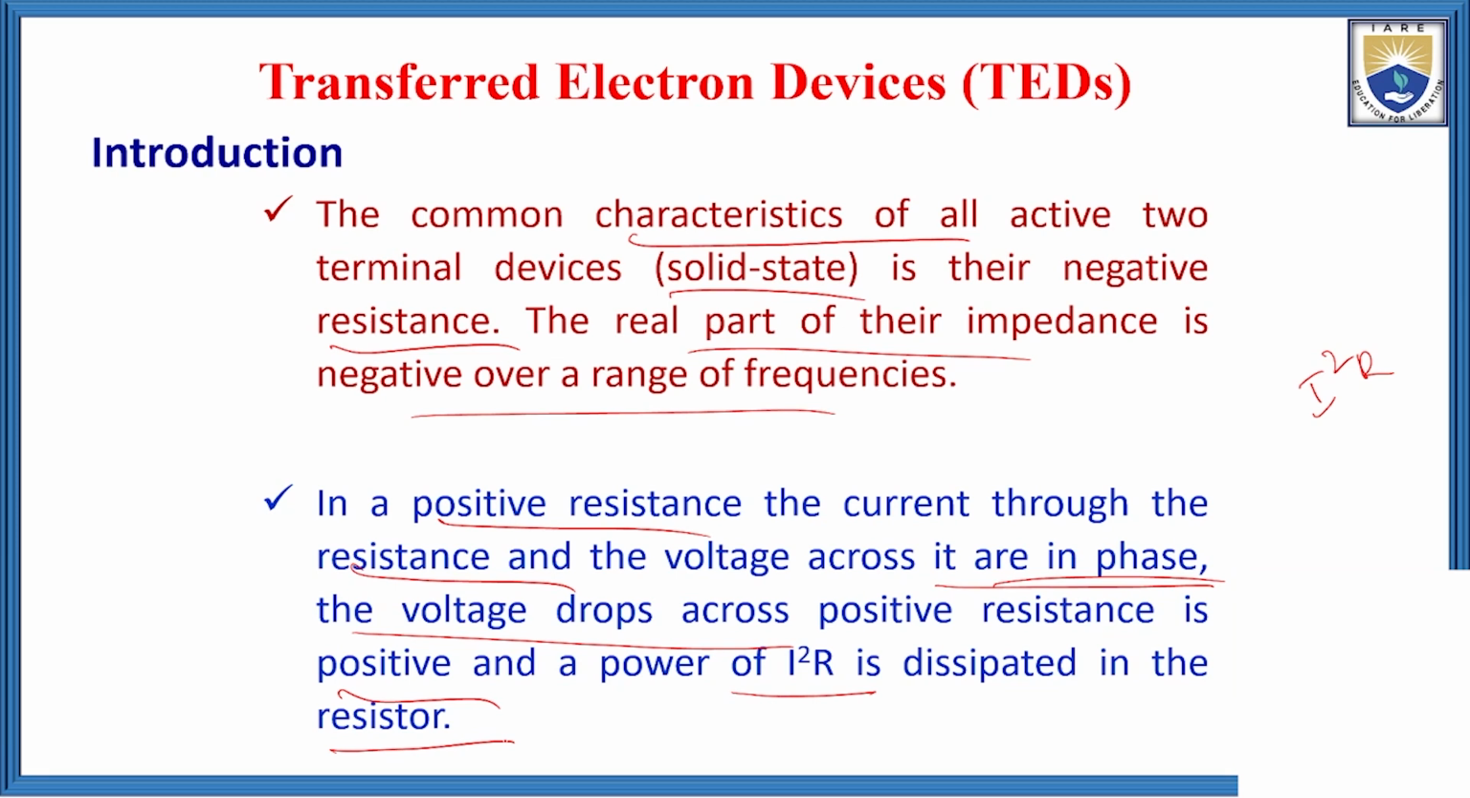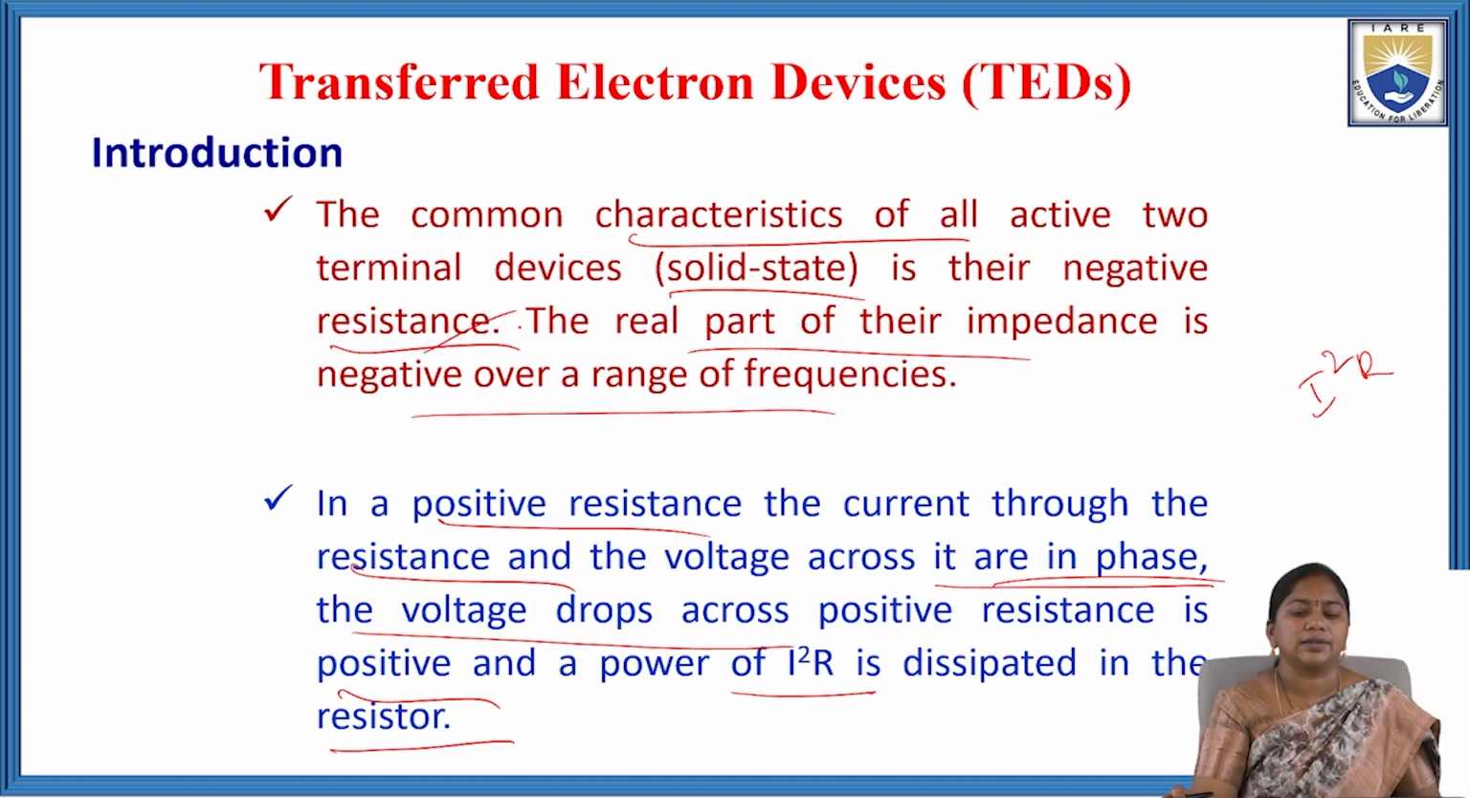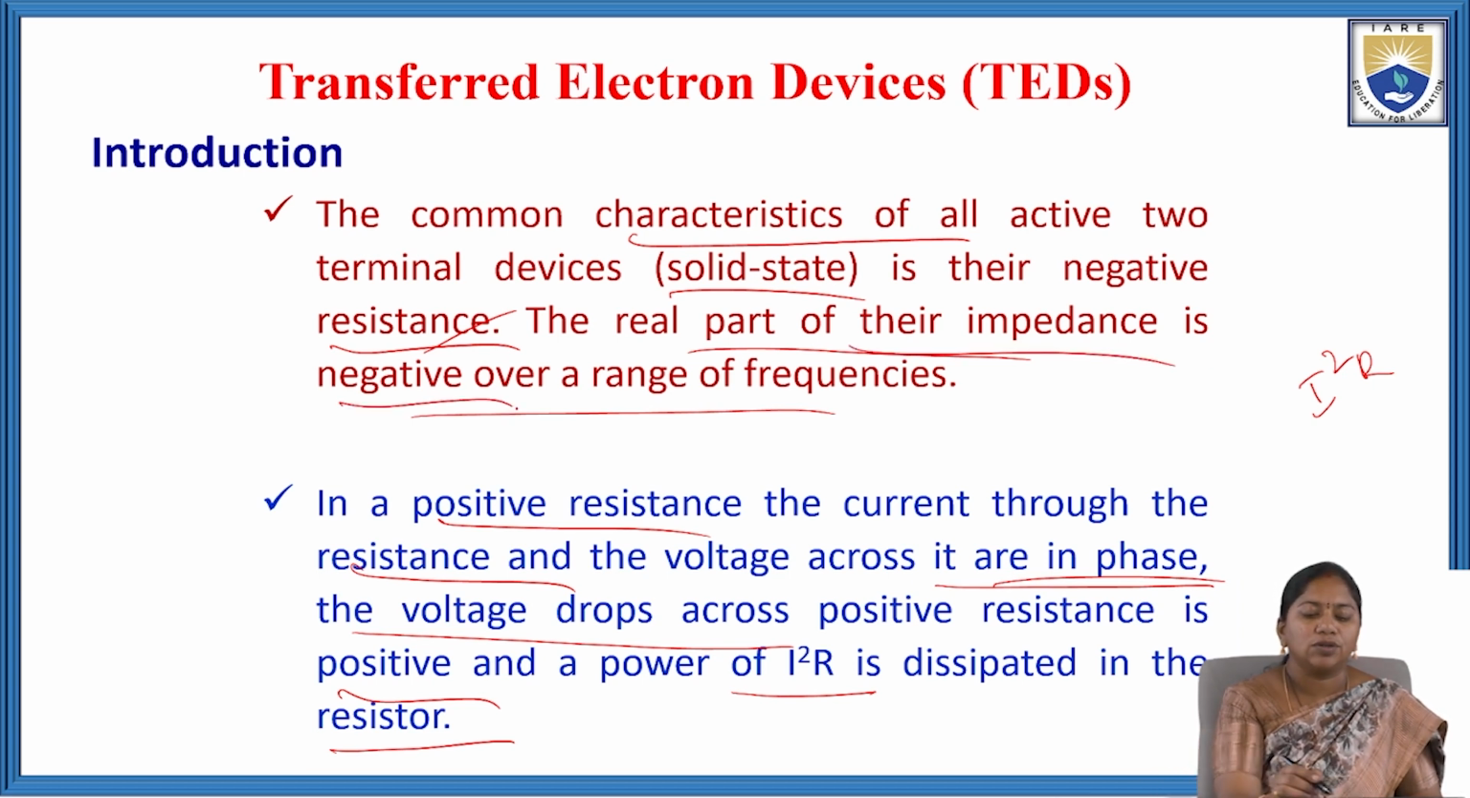So the common characteristic of all active two-terminal solid-state devices is their negative resistance. The real part of their impedance is negative, so those devices have negative impedance over a range of frequencies.